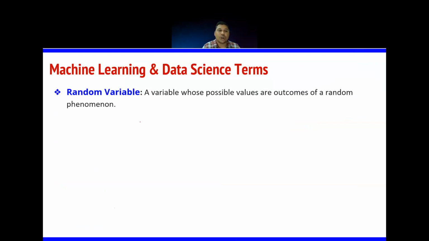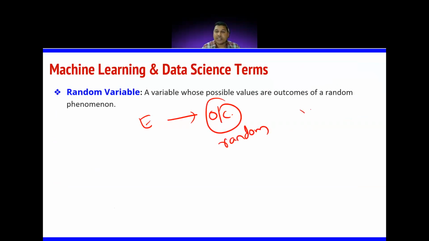Random variable. You do a lot of experiments. For each experiment, you get a lot of outcomes, right? Always these outcomes are random. We do not know what could be the outcome. So there is a variable which holds the experiment outcome. Each experiment gets one outcome, and it is stored in a variable.